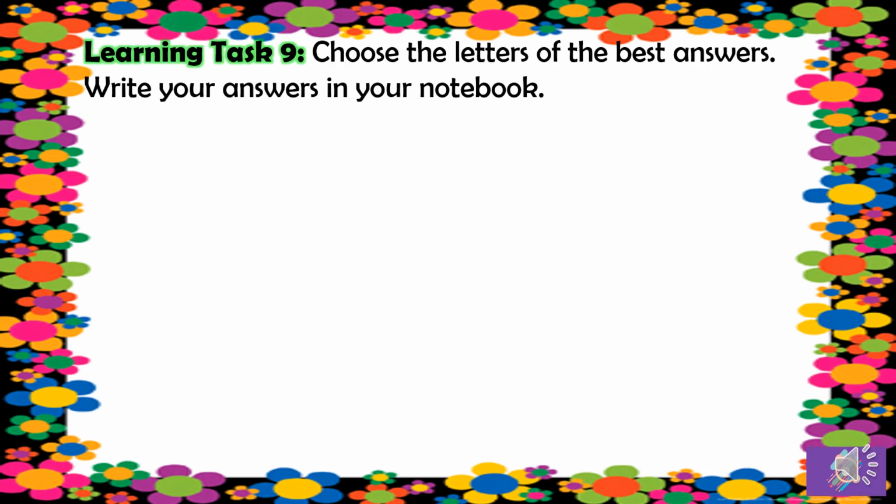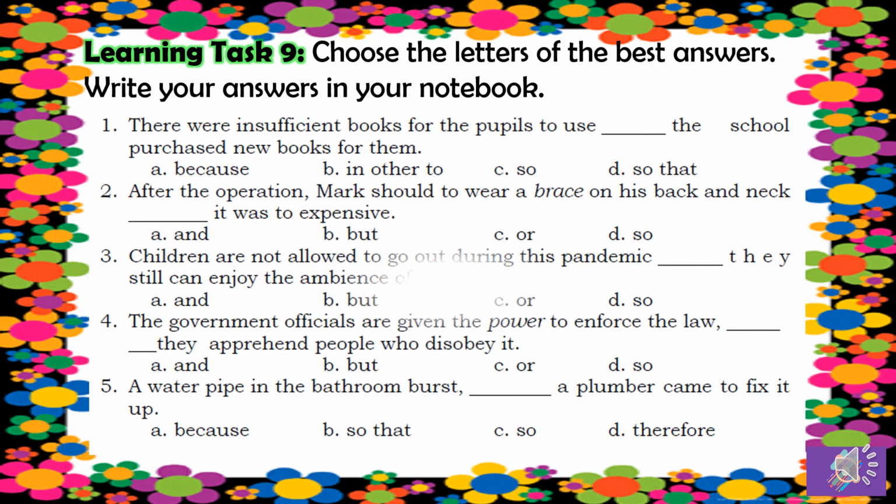For learning task 9, choose the letters of the best answers. Write your answer in your notebook. For number 1, there were insufficient books for the pupils to use. Blank, the school purchased new books for them. Is it A because, B in order to, C so, or D so that? Number 2, after the operation, Mark should wear a brace on his back and neck. Blank, it was too expensive. A and, B but, C or, D so.